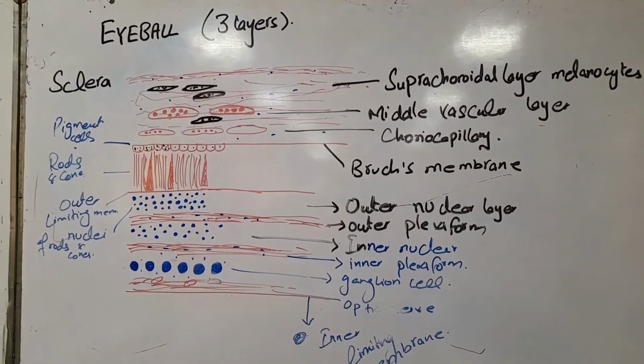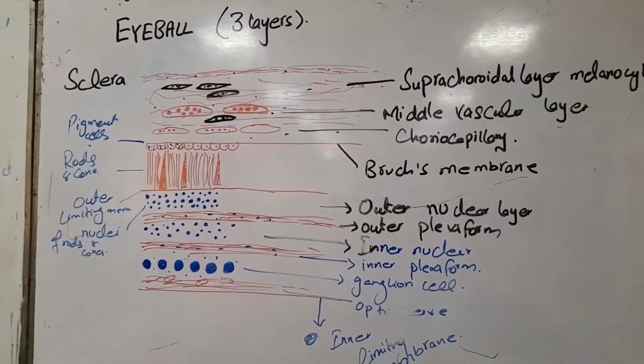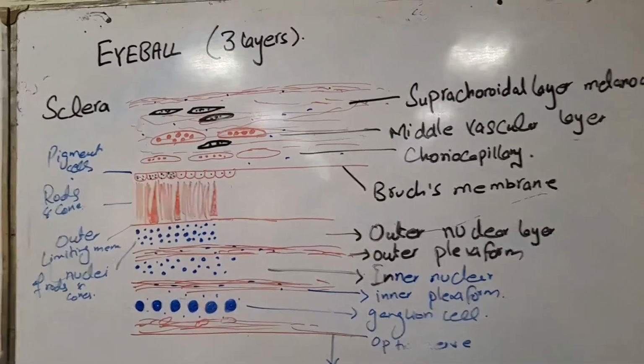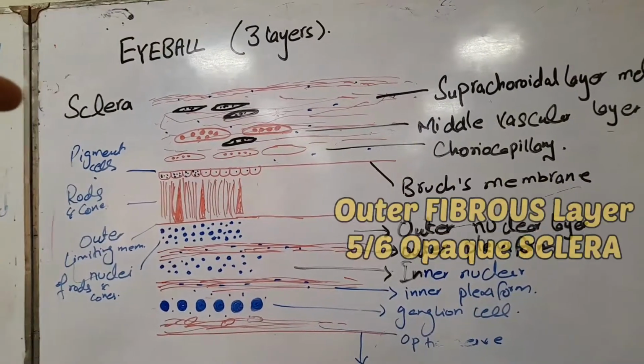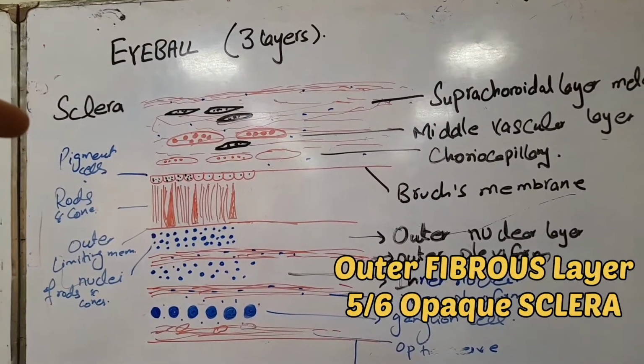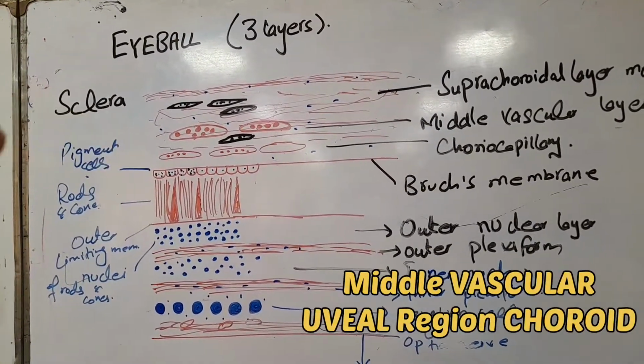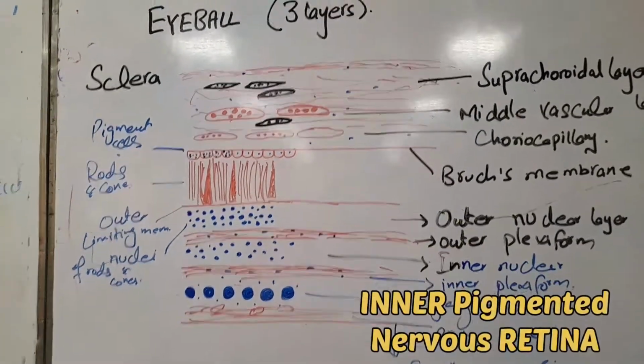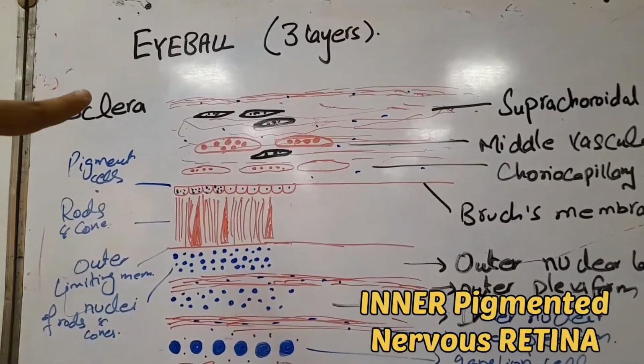Assalamualaikum. This is basically the histological structure of the eyeball. The eyeball basically consists of three layers. The outer fibrous layer is the sclera. Then there is the choroid, the vascular layer, and the innermost is the pigmented layer, that is the retina. Outermost is the sclera.